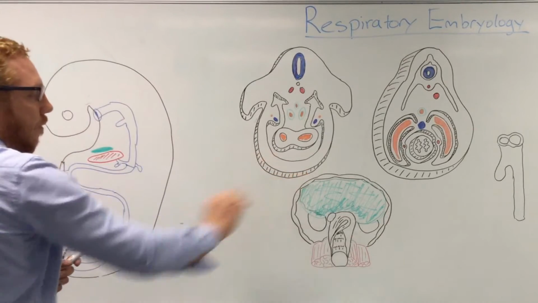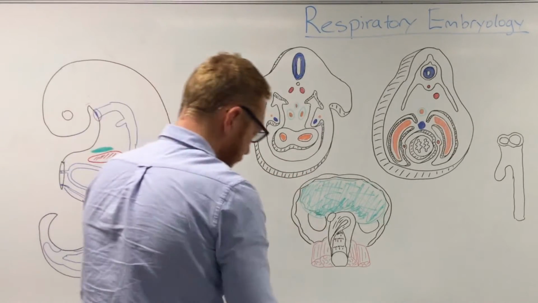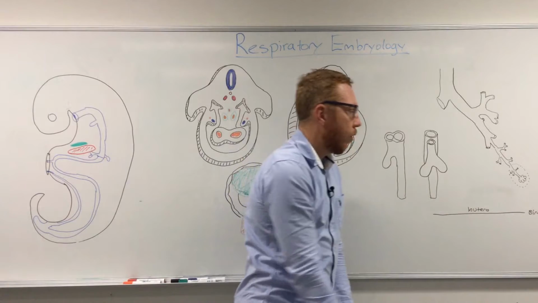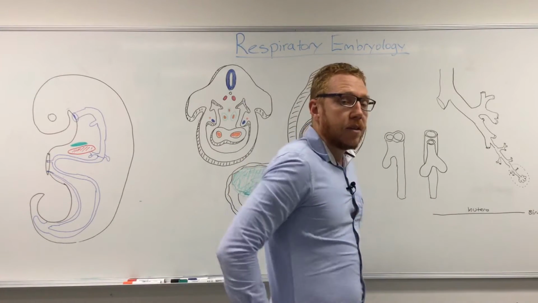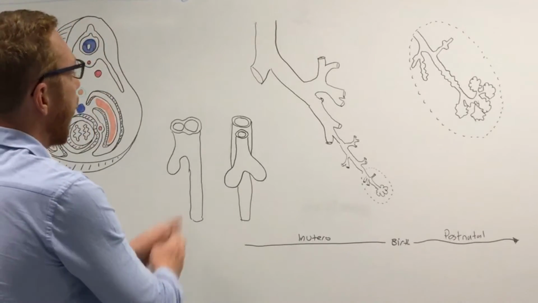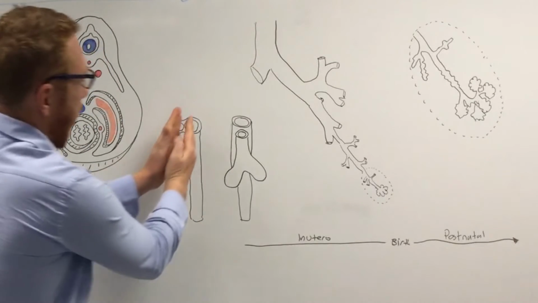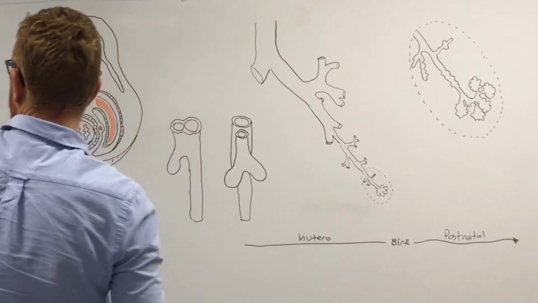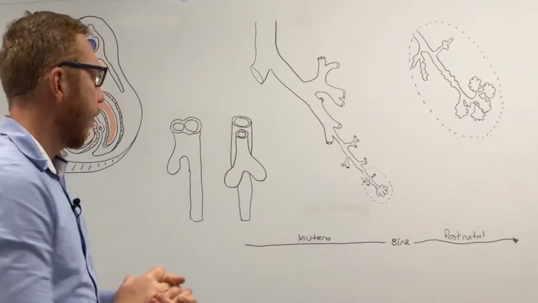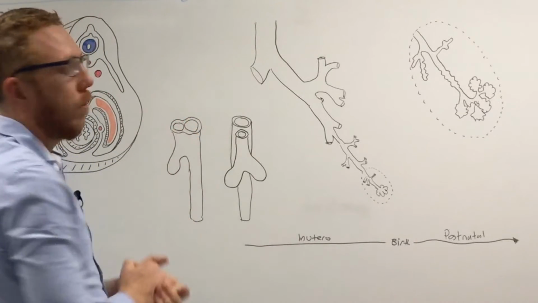So I'll pause that for a second and we'll come back to that. But we're going to move over to here and look at how the lungs are starting to develop. So here's the foregut, which is this part here. Coming off the front, like we saw there, this is at the 4th week. So we have what essentially we call the lung bud.